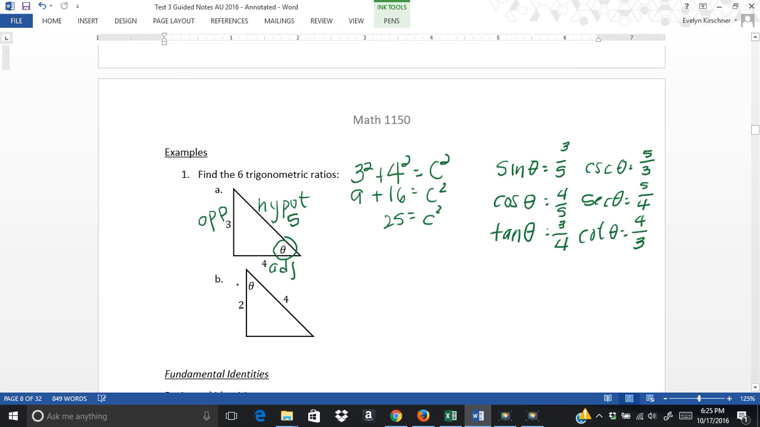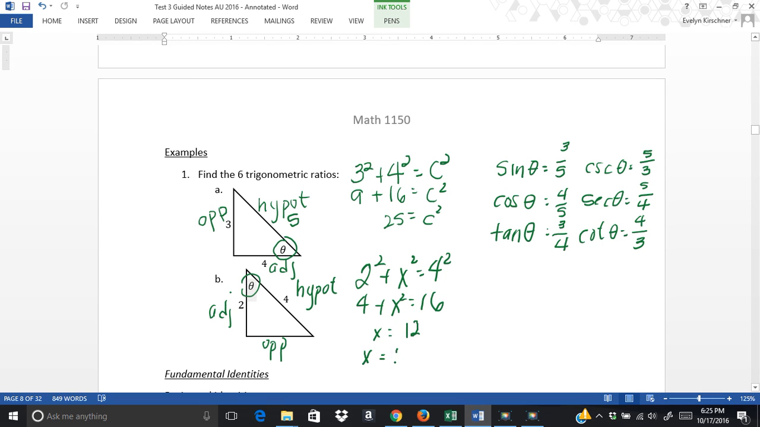Okay, now when I have these, I have my angle. Here's my opposite side. Here's my adjacent side, and here's my hypotenuse. I need to find my other side, so I know that 2 squared plus x squared is 4 squared. I have 4 plus x squared is 16, or x squared is 12, so x is radical 12, which is the same as 2 radical 3. So this is 2 radical 3.